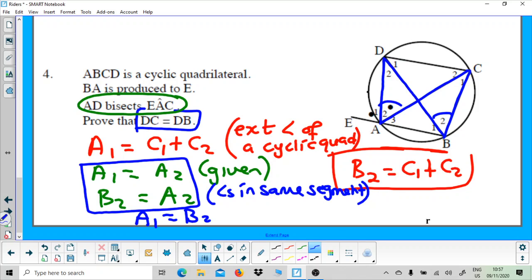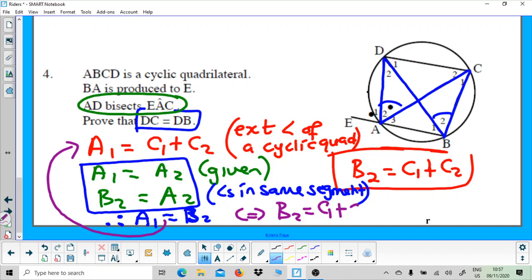Okay? A1 is equal to B2. Can you see that we can conclude that? If A1 is equal to B2, I can now take this statement and come back there. In place of A1, I can put B2. So I can conclude and say, since that is the case, in place of A1, if I put B2 in that one, it means B2 is equal to C1 plus C2. And that is what I wanted to prove.